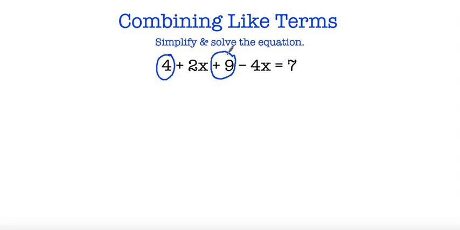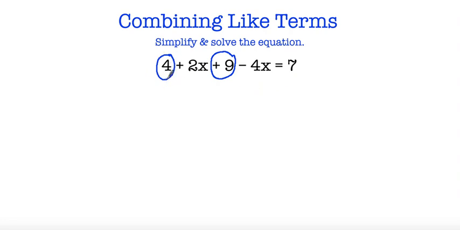But my third term is positive 9, and that's another constant, so I could combine that with the 4. And then I have negative 4x, which has a variable, so I can't combine that, and that's equal to 7. Although 7 is also a constant, because it's on the right side of the equation, I'm not going to do anything with it yet.